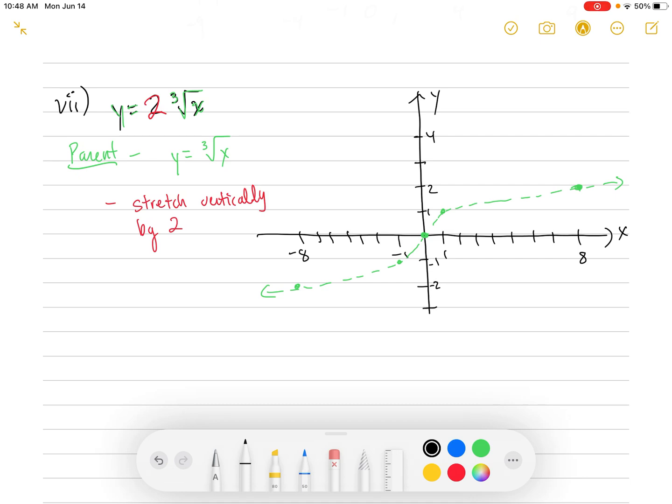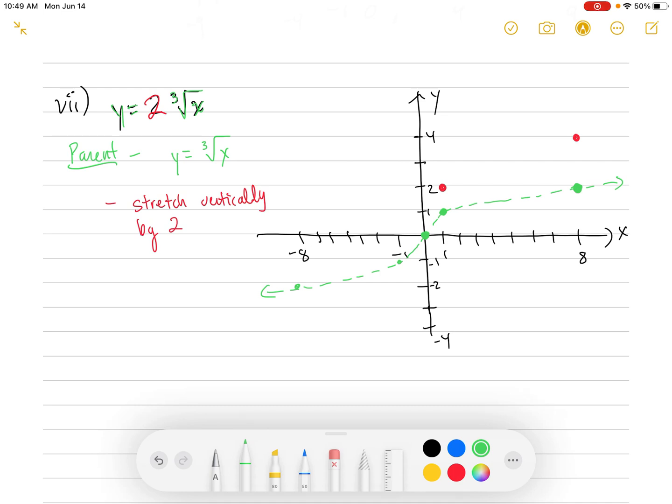So notice our largest y value is 2, so we're going to have to go up to 4. We're going to have to double that. And our smallest y value is negative 2. We're going to have to double that to negative 4. So if I take my point here on the far right, at 8, 2, I'm going to double the y value. It's going to be 8, 4, so that'll be here. And then I'm going to go to my next point at 1, 1. We're going to double the y value. It'll be 1, 2.